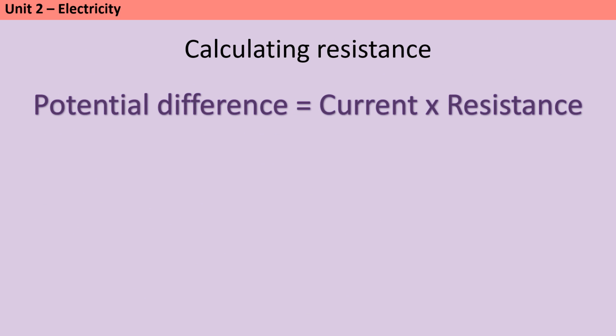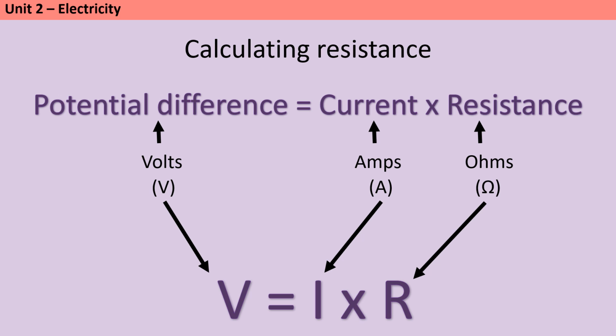In order to be able to measure the resistance of the wire, we need to use the equation: potential difference is current times resistance, or you might know it in its short form, V equals I times R. As with all of your physics equations for GCSE Physics, you are expected to be able to recall the different units for them. So potential difference is measured in volts, and we would do this with a voltmeter as we did in the practical. Current is measured in amps or amperes and is measured with an ammeter, and resistance, which we're going to calculate, is measured in ohms.